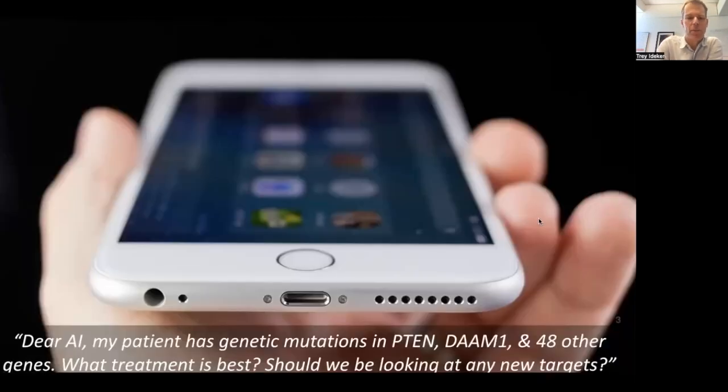Incarnating such a system practically might amount to talking to your iPhone or your GPT algorithm, where you would say, dear AI, my patient has the following mutations in these genes. This is the case of a cancer patient, and it's not simply one gene mutation. Typically, it's dozens to hundreds of mutations and variants one is grappling with there in those genomes. The questions you might want to ask relate to what treatment is best, or if you're in a pharmaceutical company, should I be looking at any new targets?